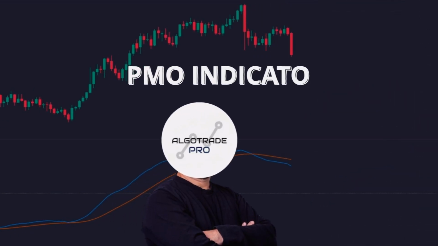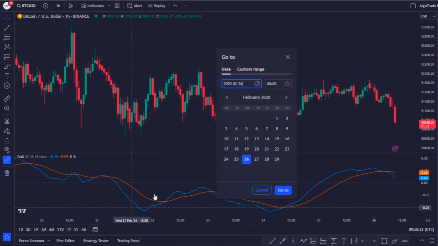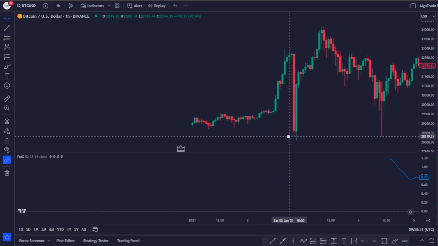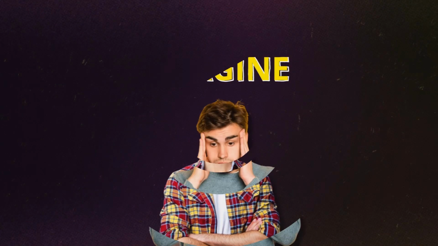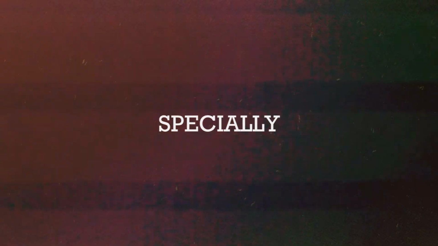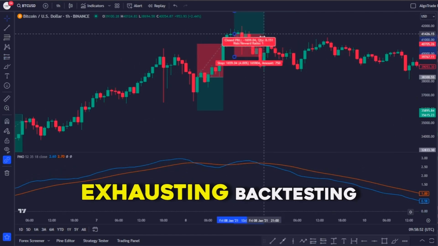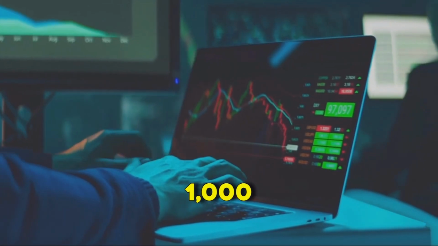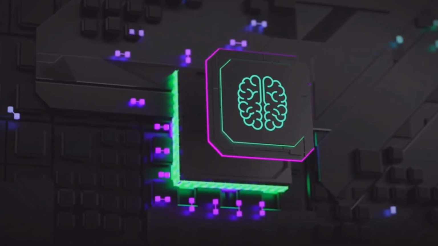So, to understand if this indicator works properly or not, you need to backtest it, and for that you should go back in time as far as you can and check every signal, taking notes of the outcome. But as you can imagine, this is a highly exhausting process that will take you some weeks or months to perform, especially if you want to do it in a lot of different assets and markets. But what if I told you that there is a way to conduct that exhausting backtesting process on 1,000 or even 100,000 trades in just 1 second and with all the proven results? Yes, that's right, and I will show you how.